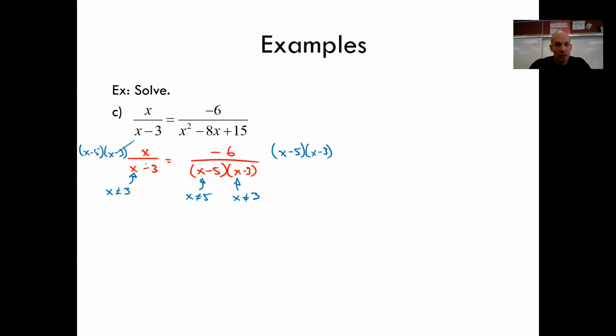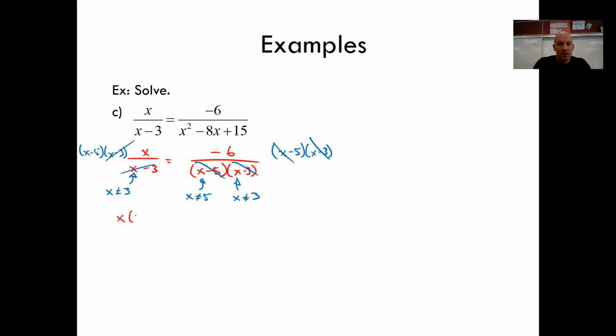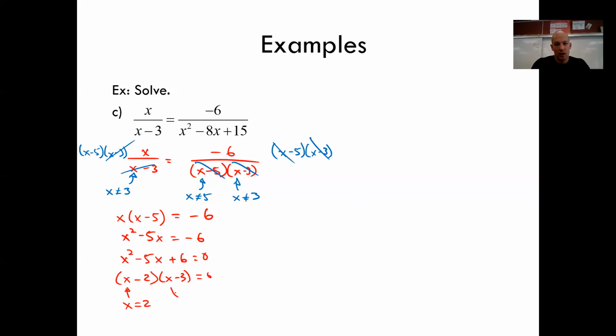Okay, that will cross out with this guy here, and this one will cross out with that guy there, and this one will cross out with that guy there. So we are left with, at the end of this, x times (x minus 5) equals -6. And then solving this is pretty routine, so we'll just go ahead and do it real quick. Okay, so this becomes (x minus 2)(x minus 3), and we get our two answers, 2 and 3.